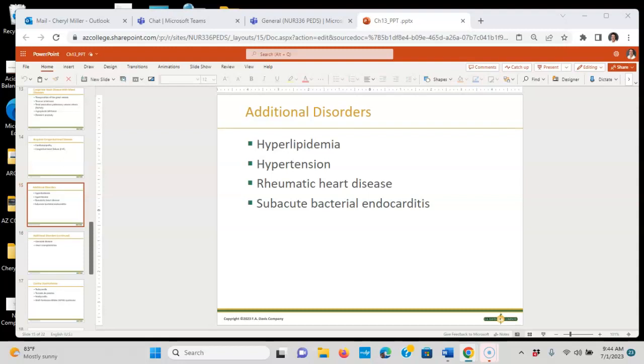Splinter hemorrhages. They love to ask this. Bacterial endocarditis and splinter hemorrhages. Look at your nails. If there's a splinter hemorrhage, it's a black or brown line underneath the nails. Splinter hemorrhages, they're always talking about bacterial endocarditis. Just to let you know, that comes up frequently on the NCLEX and tests.